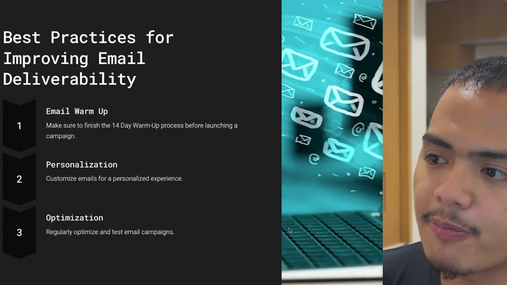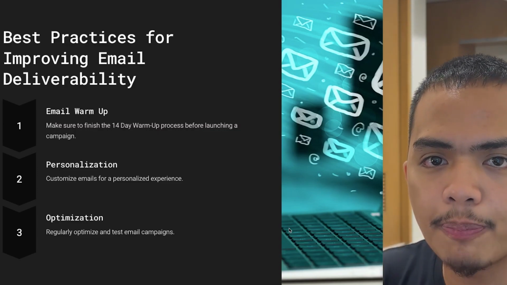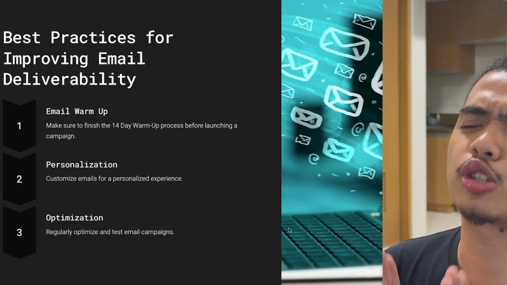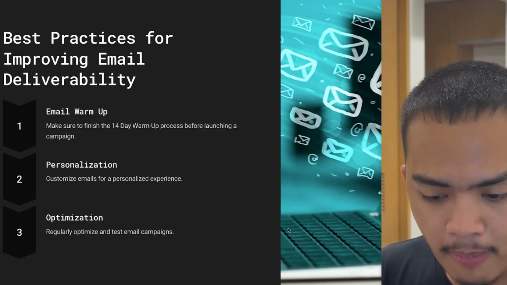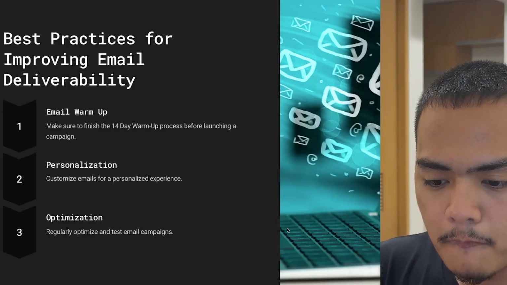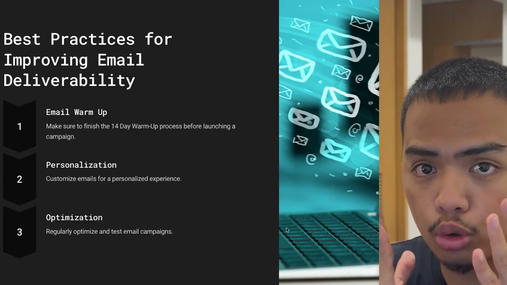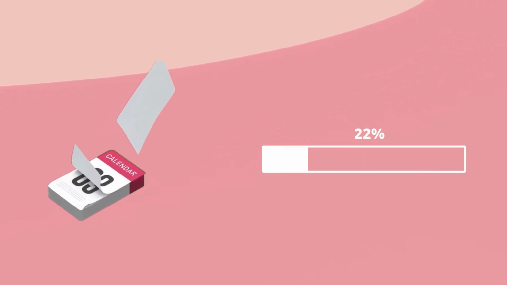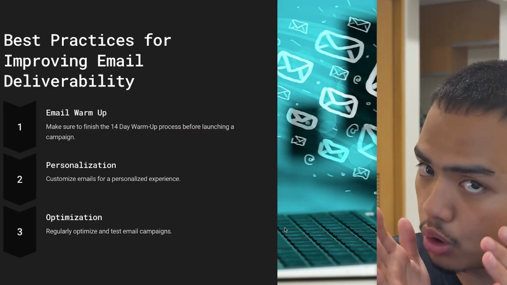Next, here are the best practices for improving email deliverability, all right? First, you gotta make sure that you're doing the proper email warm-up before even sending a bunch of emails. I cannot stress how important this is. You cannot skip this process. Remember, you're gonna be sending thousands and thousands of cold emails to people. In order for you not to be tagged as spam, you gotta go through the right process. You have to do the 14-day email warm-up process by whatever your provider is. It's either Smartlead, Instantly, whatever you're using.